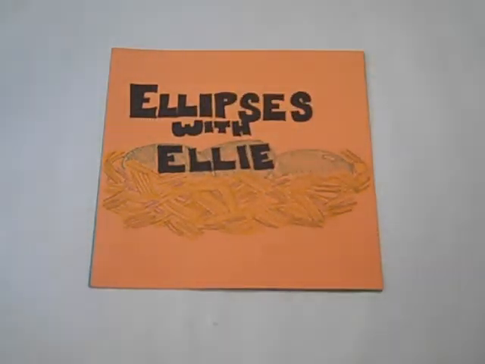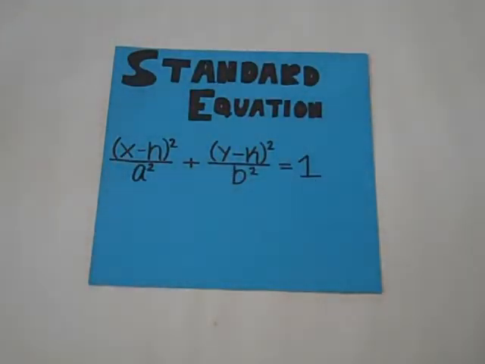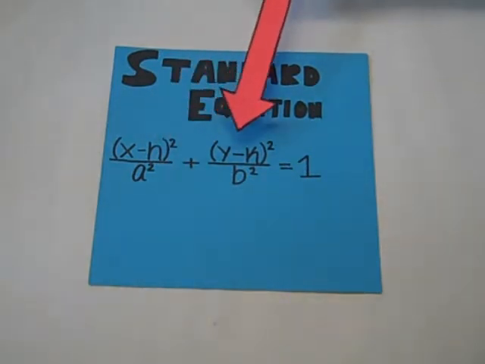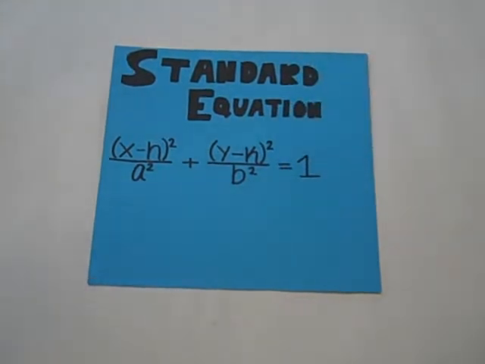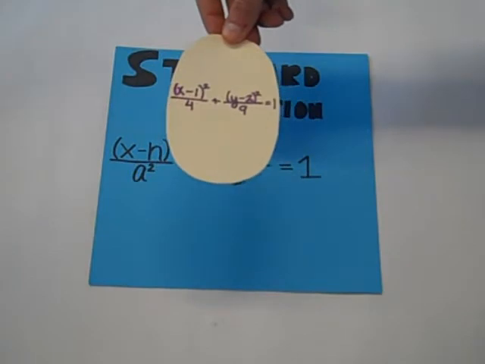An ellipse is a group of points that creates a circle-like shape around one centered area. The standard form of the equation is (x minus h) squared over a squared plus (y minus k) squared over b squared equals 1. The equation we will be solving is (x minus 1) squared over 4 plus (y minus 2) squared over 9 equals 1.